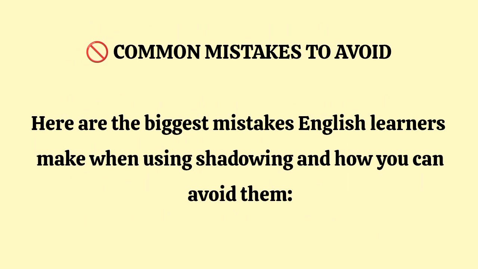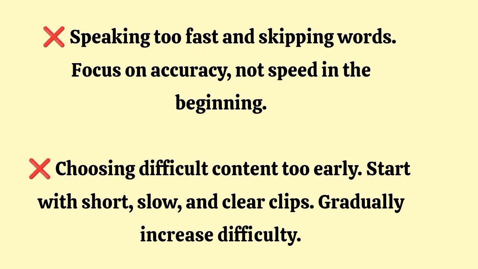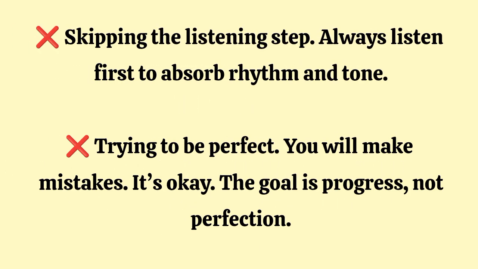Common mistakes to avoid. Here are the biggest mistakes English learners make when using shadowing and how you can avoid them. Speaking too fast and skipping words. Focus on accuracy, not speed in the beginning. Choosing difficult content too early. Start with short, slow, and clear clips. Gradually increase difficulty. Skipping the listening step. Always listen first to absorb rhythm and tone.